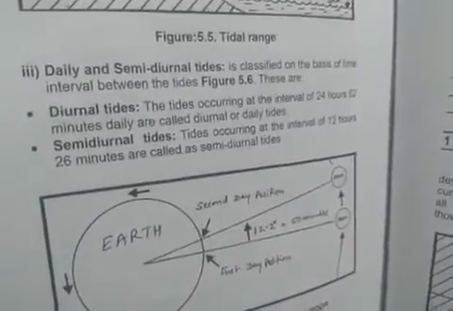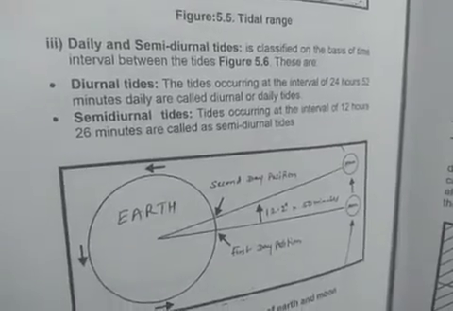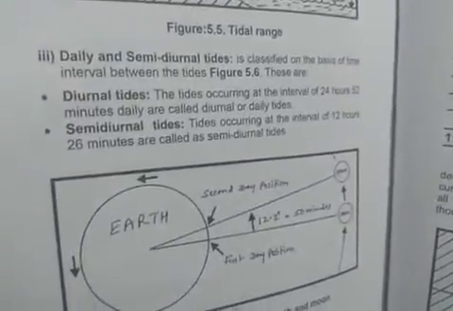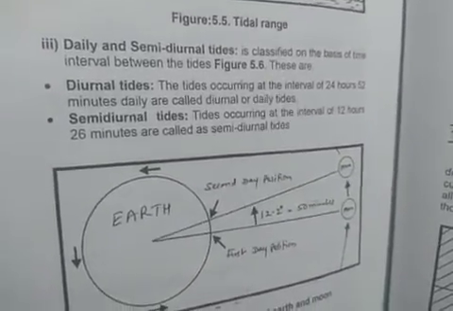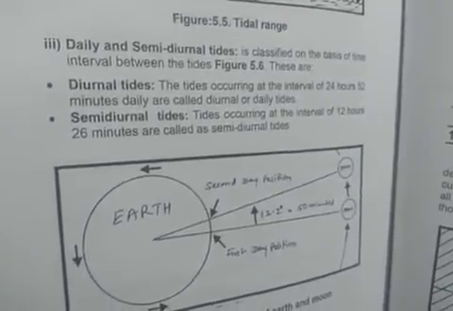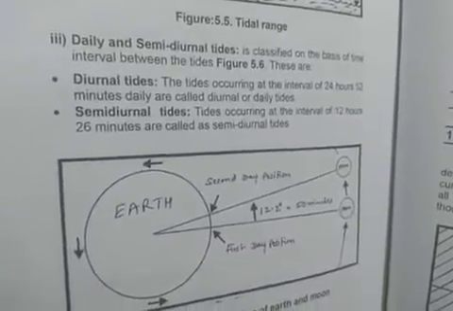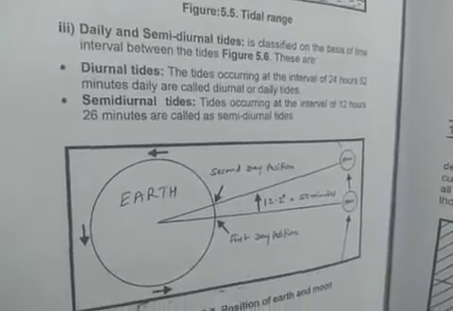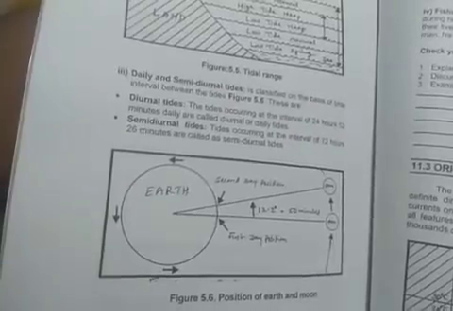The diurnal and semi-diurnal tides are classified on the basis of time interval between the tides. Figure 5.6. These are diurnal tides. Tides occurring at the interval of 24 hours 52 minutes daily are called diurnal or daily tides. Semi-diurnal tides: tides occurring at the interval of 12 hours 26 minutes are called semi-diurnal tides. Figure 5.6. Position of Earth and Moon.